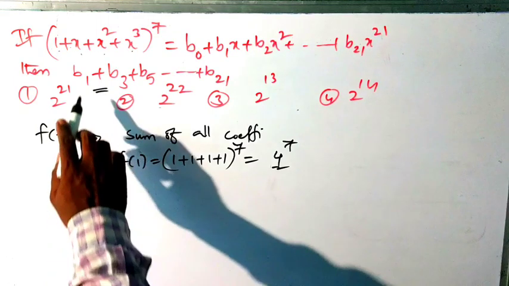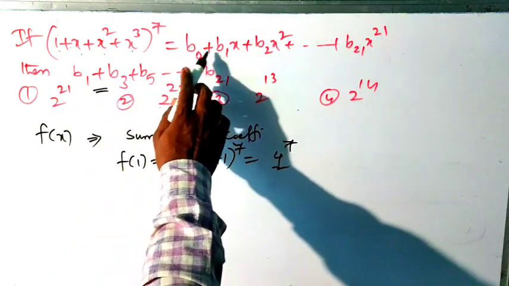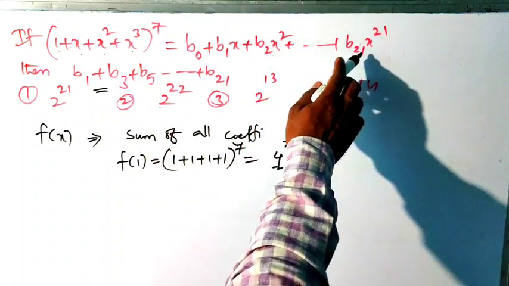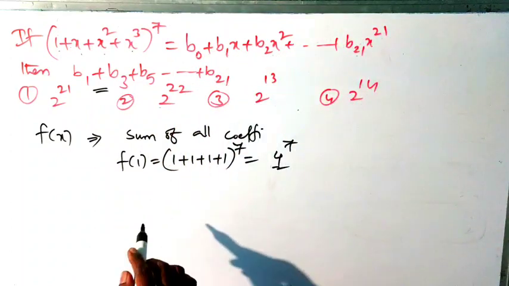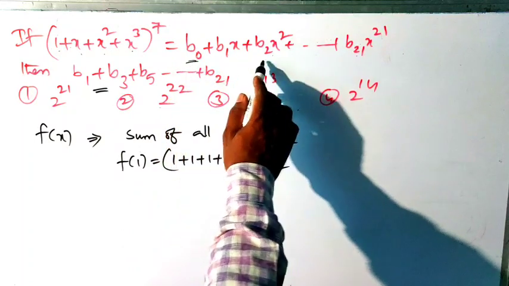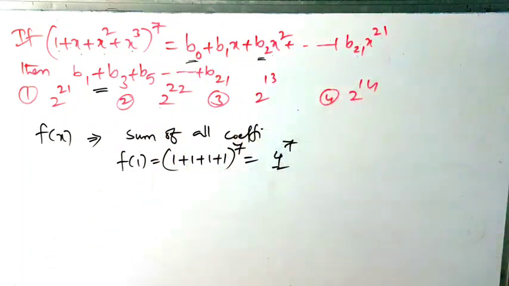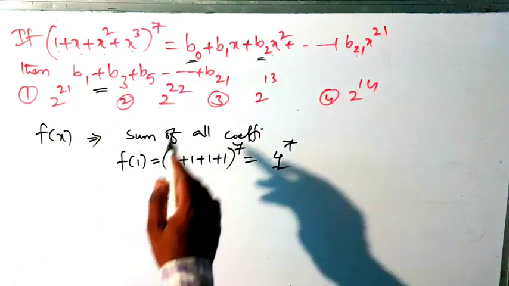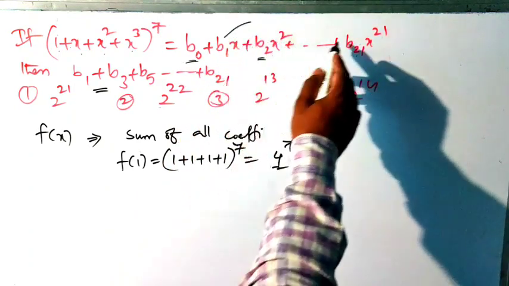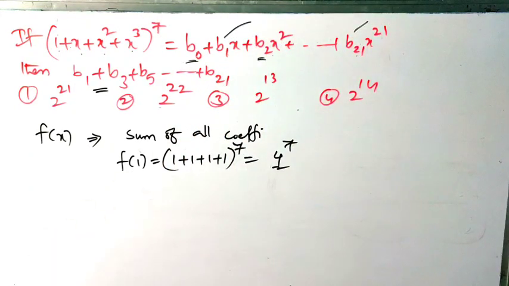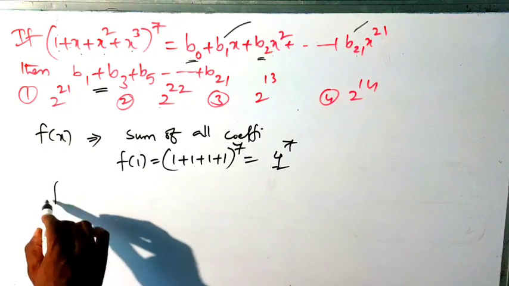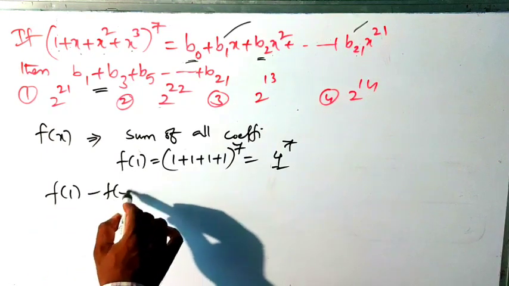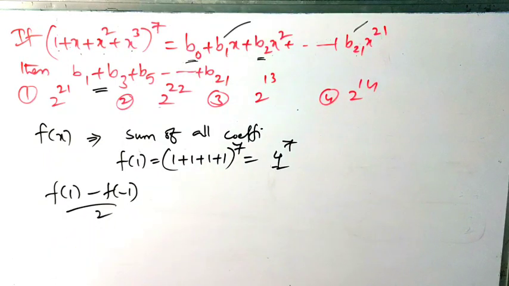Now see the given expansion b0 + b1x + b2x² + and so on up to b21 x²¹. In this case, these are even coefficients, b0, b2 up to b20. The remaining ones, b1 up to b21, are odd coefficients. For finding the odd coefficients, how do we write it directly? (f(1) − f(−1))/2.